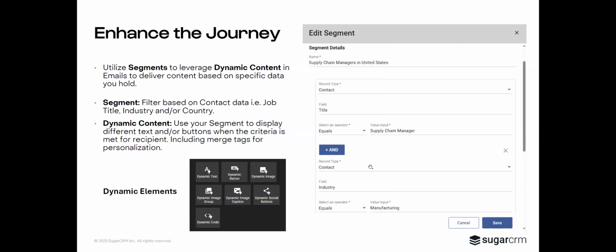And I've got an example here on the right-hand side. I just did this based on manufacturing. So we've got supply chain managers in the United States. I've built a segment here with a filter that says they are a contact and they have a job title equal to supply chain manager and their contact industry equals manufacturing. And then further down, another rule for they also have a country, United States. So dynamic content can be used to your advantage within your nurtures, to get the right content.